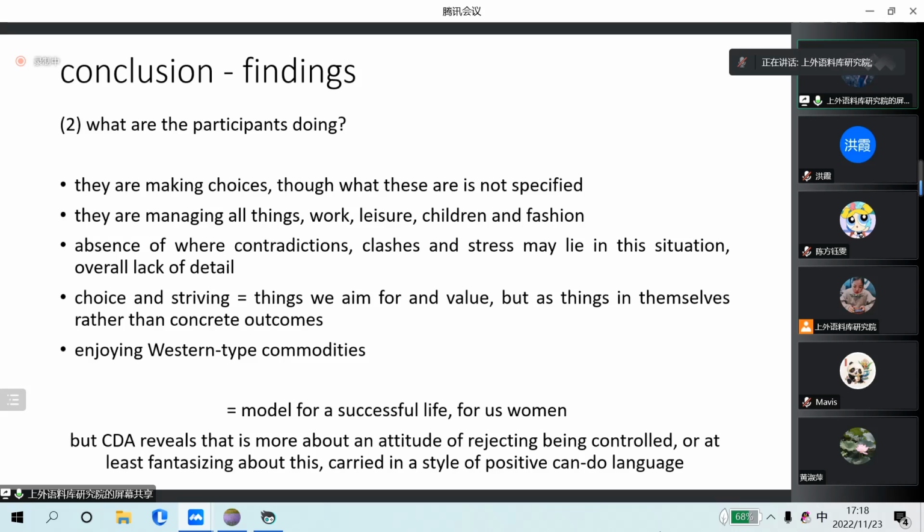But CDA then reveals that it is more about an attitude of rejecting being controlled, or at least fantasizing about this, carried in a style of positive can-do language. When we see something that may clash with them, they just say, but I can do this. I am independent. I am striving. I've got everything under control.